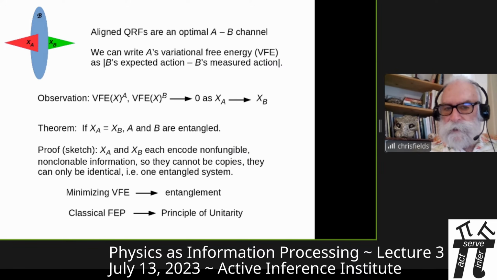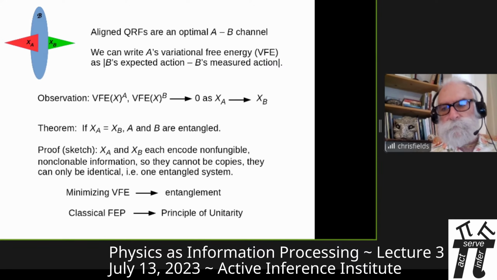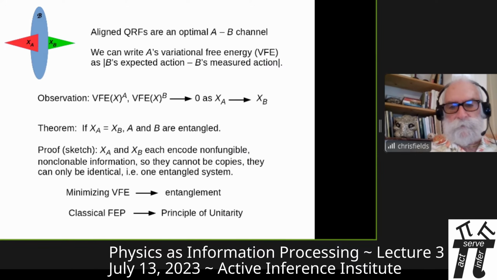So what the free energy principle tells us in this case is that A and B, as they minimize their variational free energies, will approach having identical QRFs. Well, again, we have a theorem that tells us that if these QRFs are shared, A and B are not separable but entangled. And this is also fairly easy to see because it depends on this notion of non-fungibility.